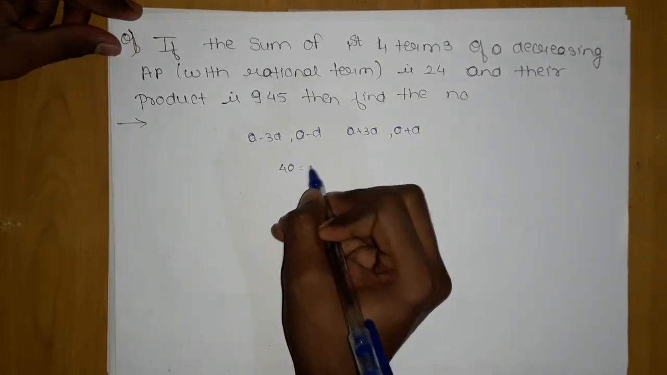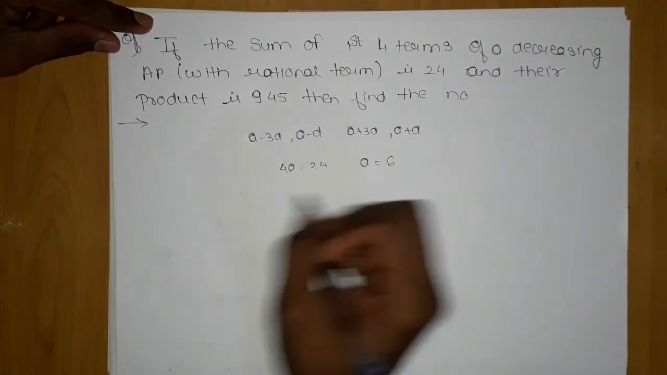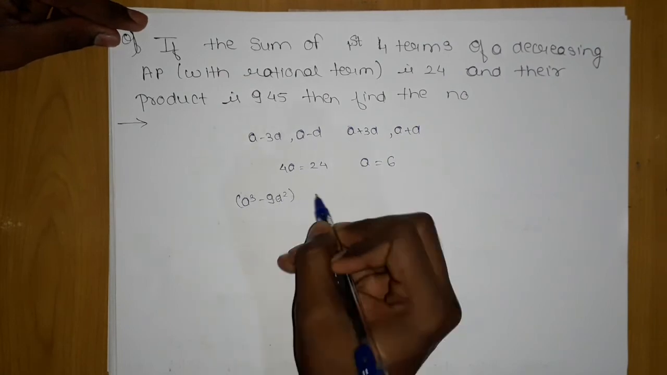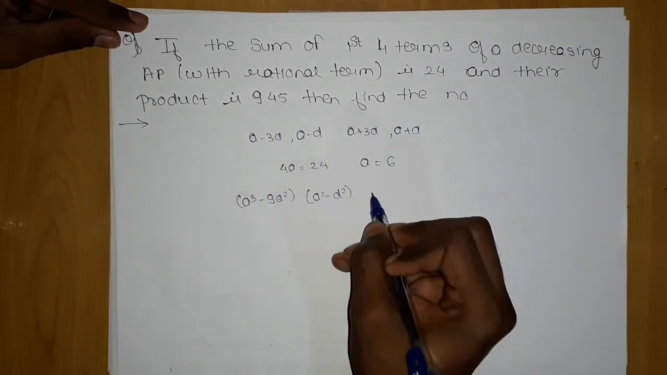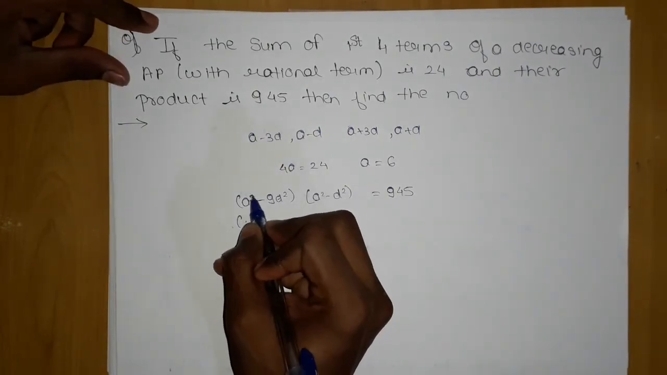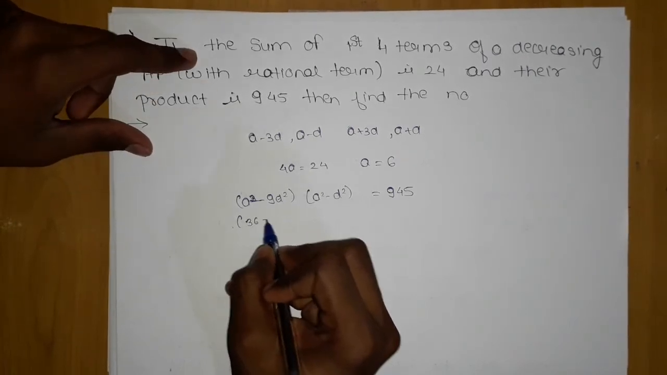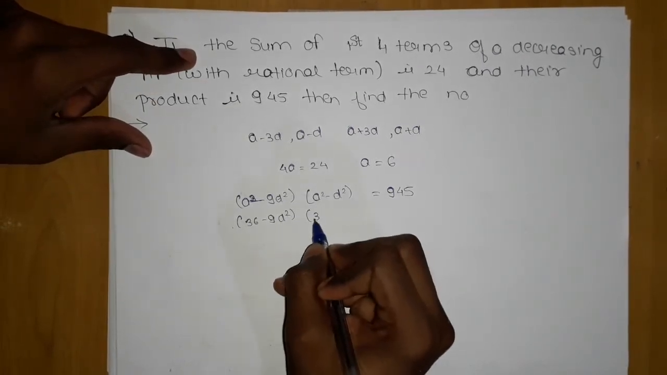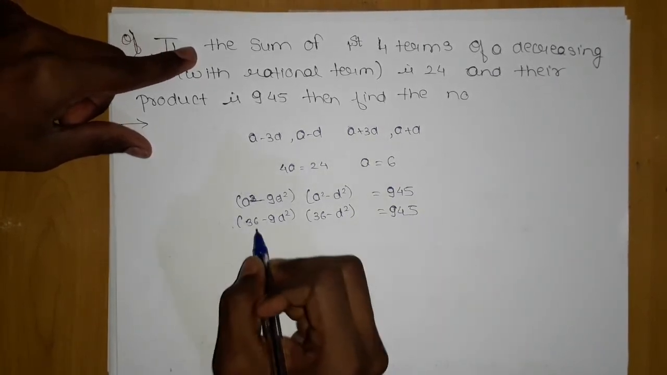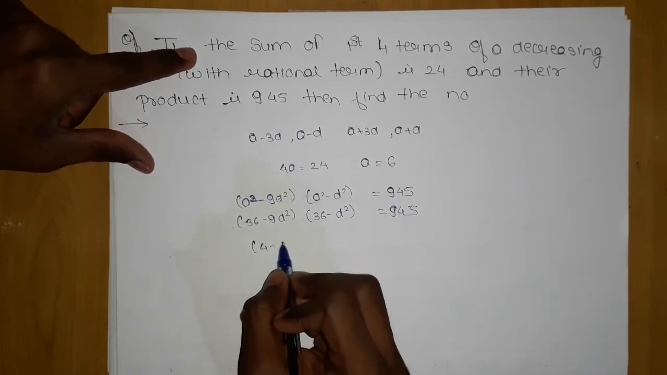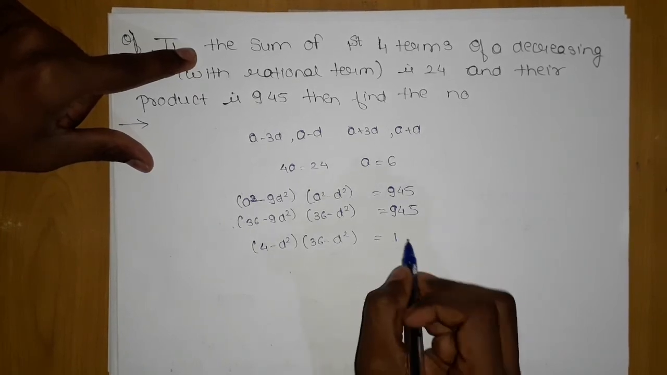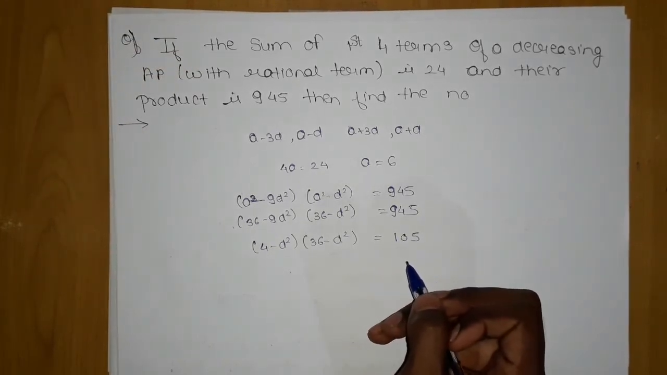So 4a should be 24, which gives me a equals 6. Now the product means a square minus 9d square into a square minus d square should be equal to 945. Here a square is 36, so 36 minus 9d square into 36 minus d square should be equal to 945. If I take 9 common, then I have 4 minus d square into 36 minus d square equals 105, since 9 fives are 45.